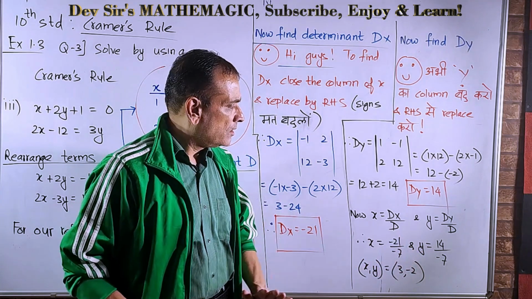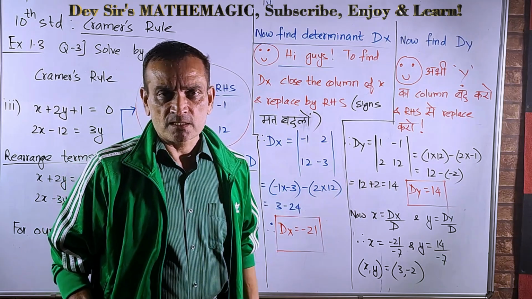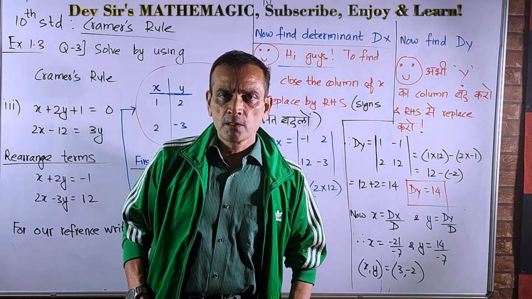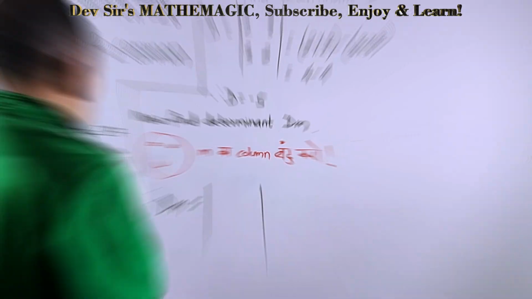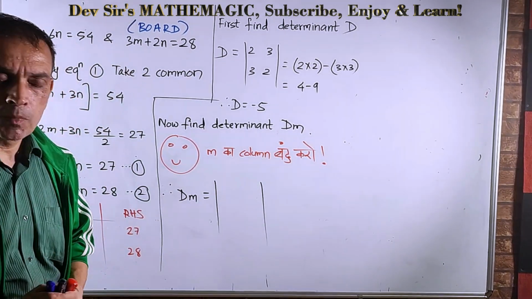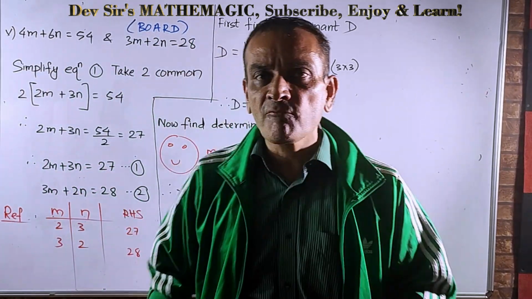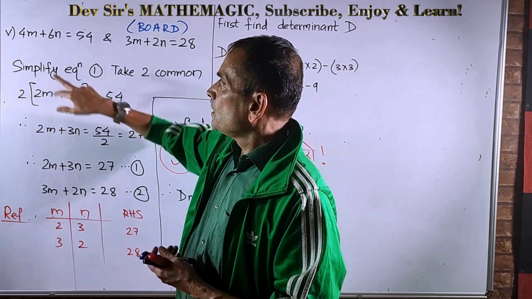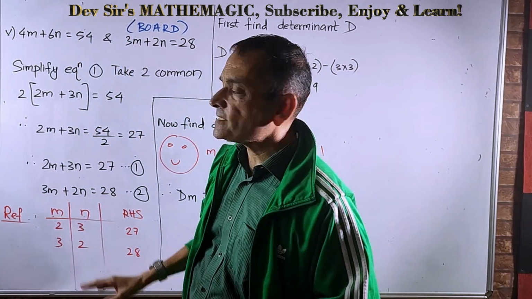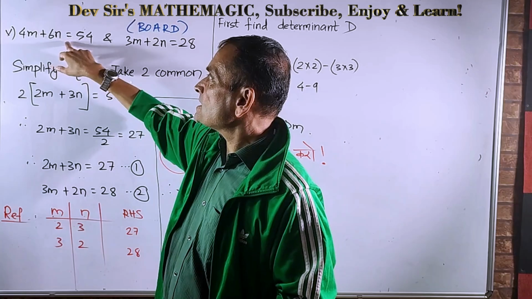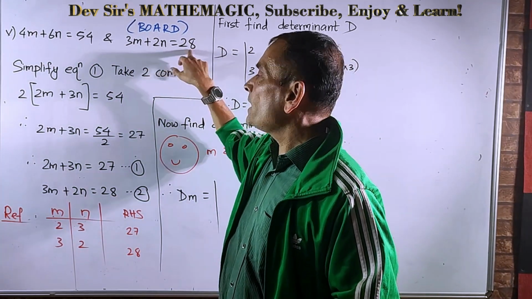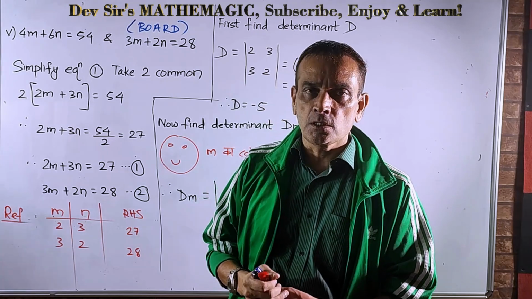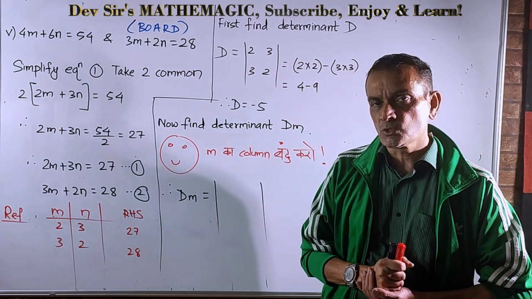Simple. We will take one more sum now from the exercise. Let us solve it together. Chalo, be ready. Okay, next sum from the exercise, problem number 5. This was asked in one board exam. 4m plus 6n equal to 54, पहली equation. 3m plus 2n equal to 28, second equation. You have to solve by using Cramer's rule.